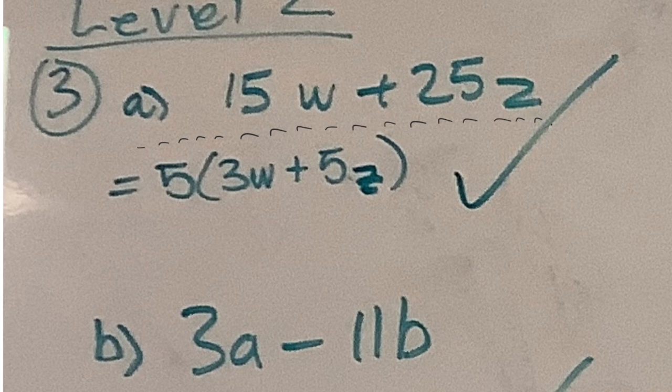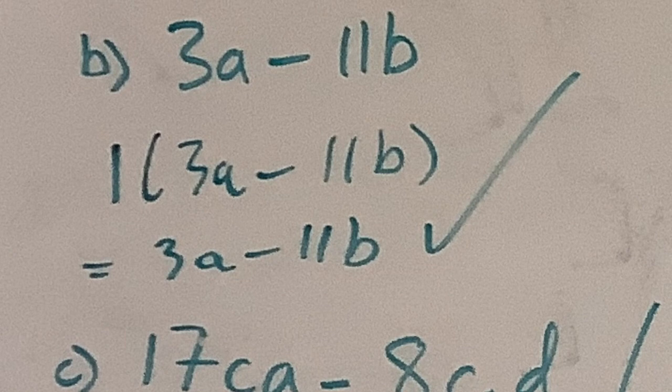And that bracket is going to hold the results of us dividing 15W by 5, which gives us 3W. Because there is no W in the 5, the W stays. Now, when we have 25Z, we divide 25 by 5 to get 5, and then we just bring down the Z. Now, let's take a look at the next problem here.